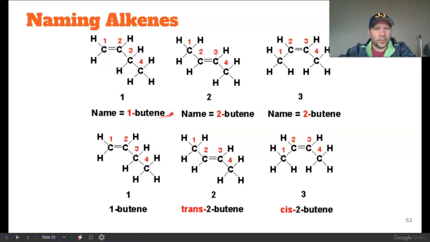The first one is just 1-butene. Notice that the double bond is coming off of the first carbon.